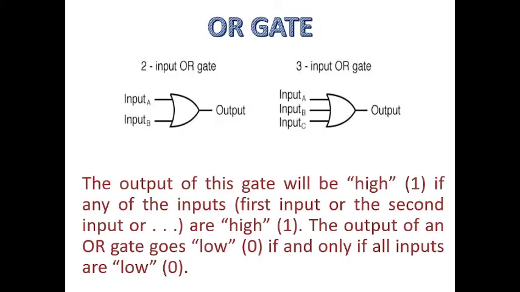The next gate we have here is our OR gate. You can see the symbol of the OR gate. Take note of how the diagram is. This one is 2 input, this one is 3 input. So the operation of the gate: the output of this gate will be high if any of the inputs, the first input or the second input or any of the inputs, are high. The output of the OR gate goes low if and only if all the inputs are low.